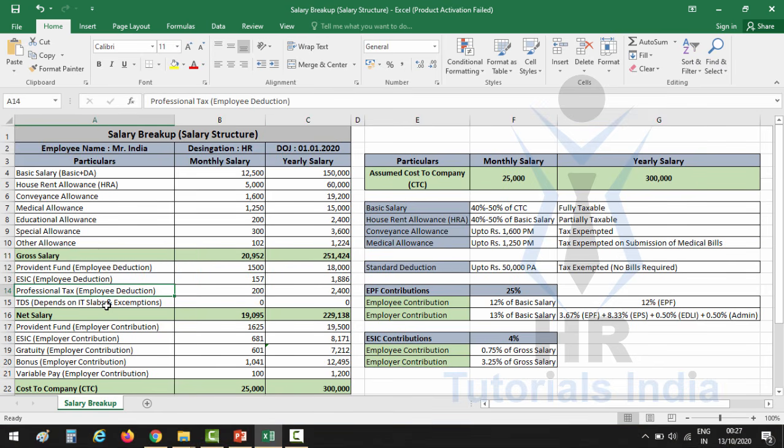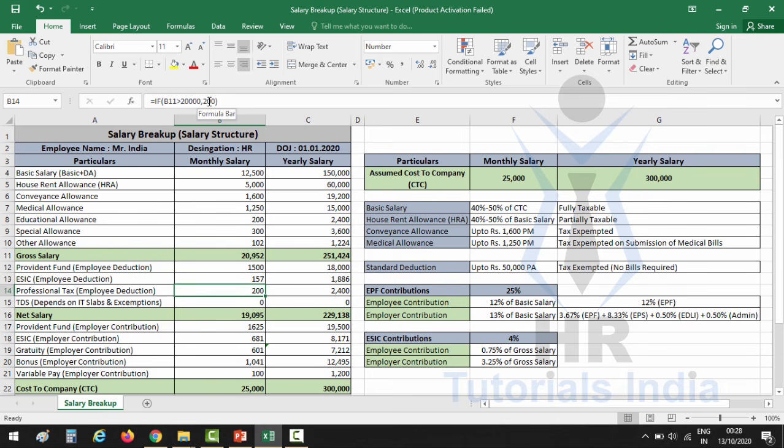Then comes professional tax, an employee deduction. Professional tax varies for different states. Each state has its own slabs. In this example, the person is from Telangana. So as per the Telangana slabs, if the gross salary is about 20,000, then the professional tax will be 200.